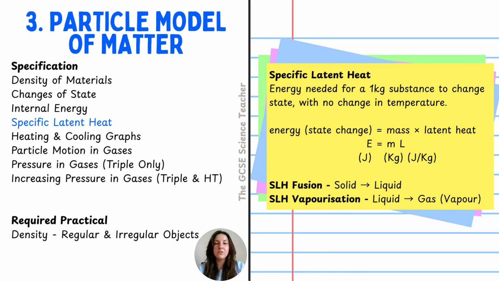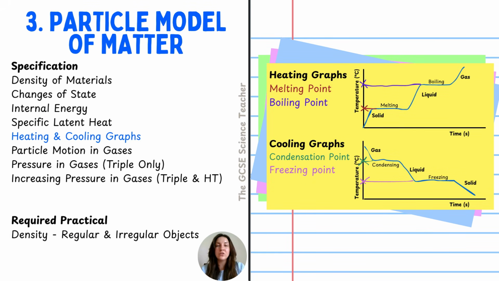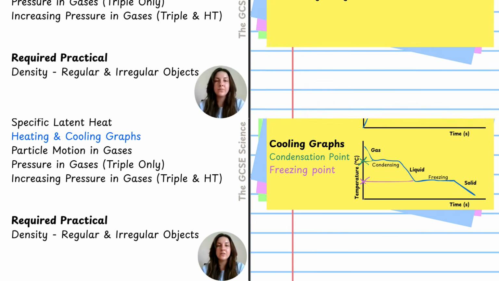Specific latent heat of vaporization is liquid to gas or vapor. Heating and cooling graphs are shown as follows. Be careful to note where the solid, liquids, and gases are on each, and remember you can identify the melting, boiling, condensation, and freezing points.